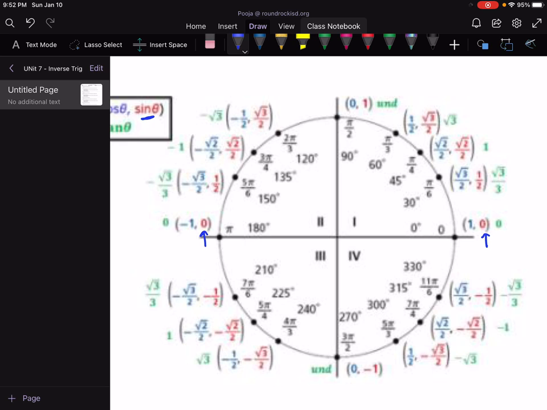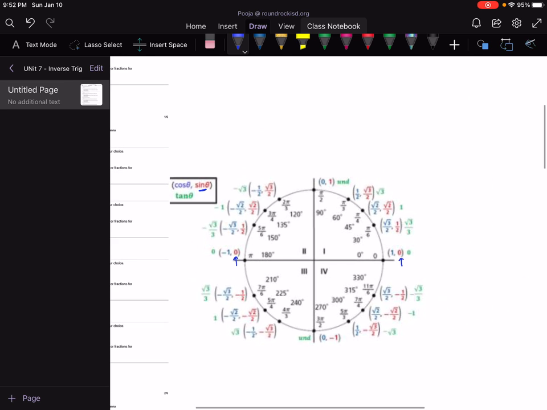Why am I looking for the y-coordinate? Because we're looking for sine values. And you'll most likely see two answers. One will be the correct one, one will be the incorrect one. How do I know which is incorrect? Let's review that real quick.